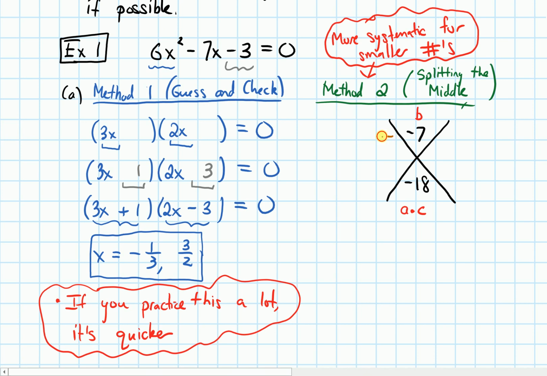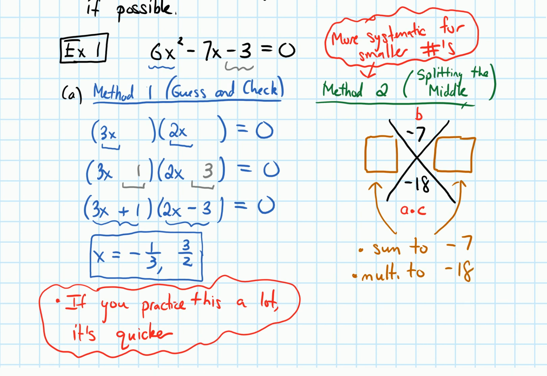And then I need to fill in these two blank spots with numbers. The numbers that fill in those two blank spots have to sum to b, in this case -7, and they have to multiply to what a and c multiply to. They have to multiply to -18.